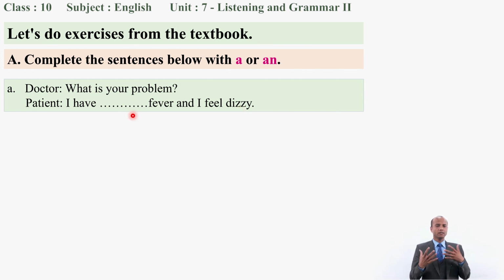And what article, or no article? No, you shouldn't say no article there. You have to use either A or AN. Only two options are there. Okay, so what do you think? A fever or AN fever? Definitely a fever. Okay, very good.